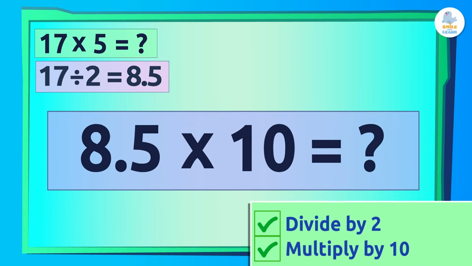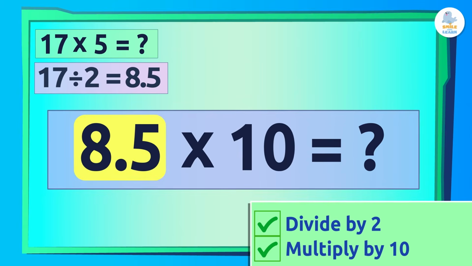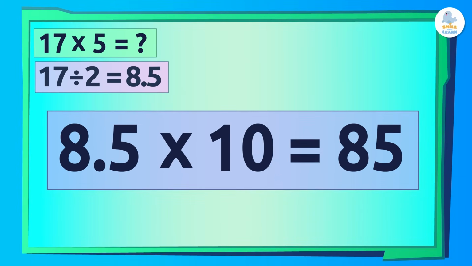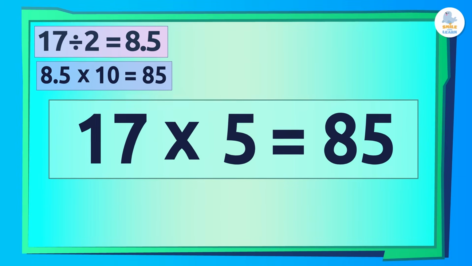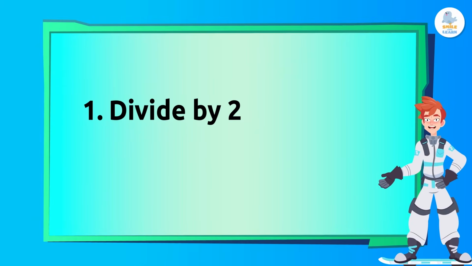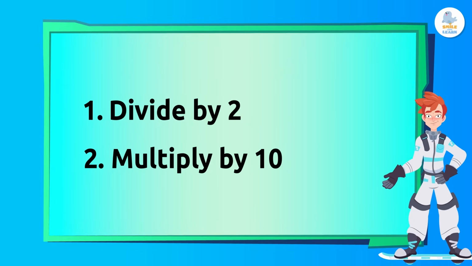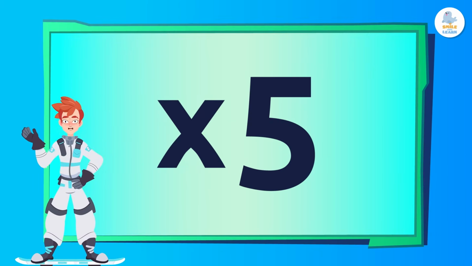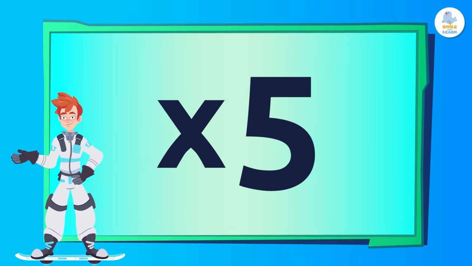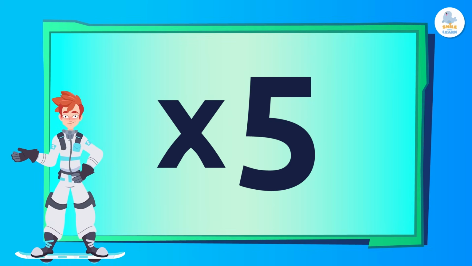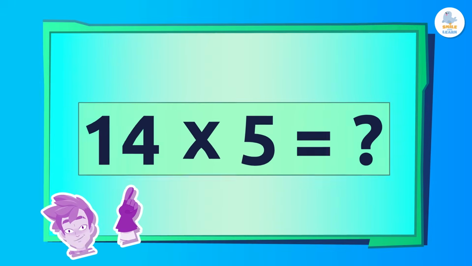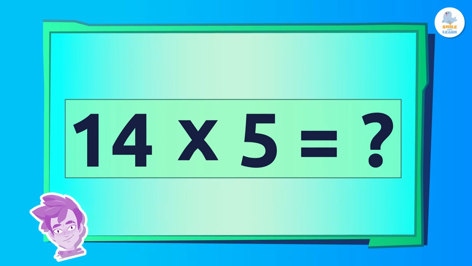Next, we multiply that number by 10. 8.5 times 10 is what? Great! 85. This technique of dividing by 2 and then multiplying by 10 works for both odd and even numbers. It's a quick and easy way to multiply by 5 mentally. Try it with other numbers and see how easy it is. Now, who wants to try it? Let's practice together. What is 14 times 5?